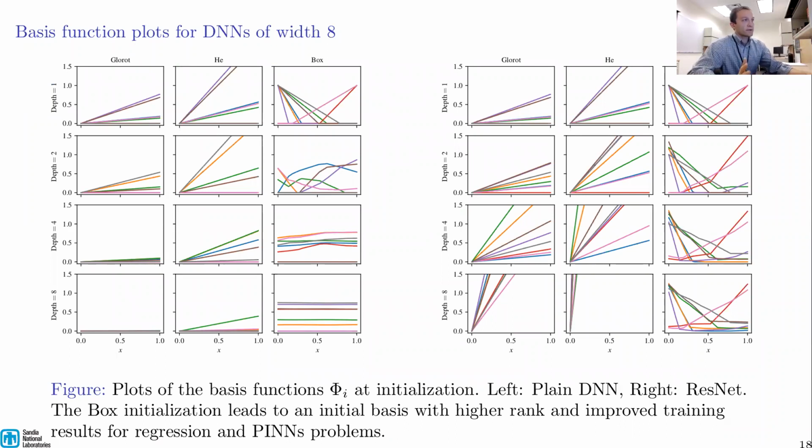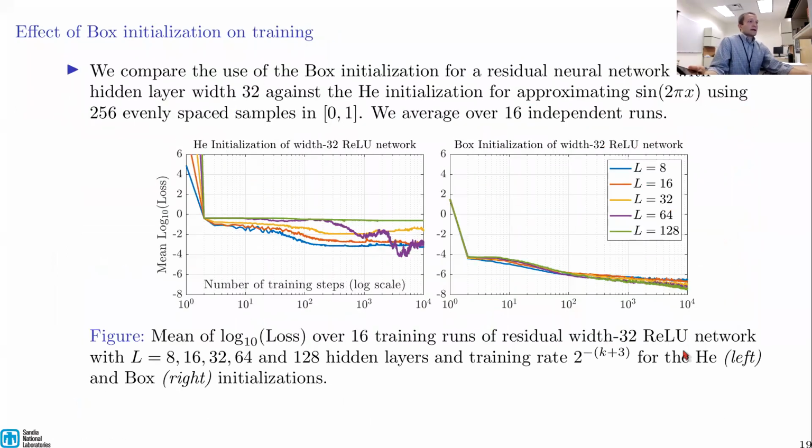You can use it with any activation function you want, and this is exactly what I was telling you about the Glorot and the He initializations. All these basis functions are linearly dependent, and these are for deeper networks as well. So the box initialization actually gives you linearly independent basis functions. With a plain network, as you go deeper, it sort of degenerates, but with the residual network, you get linearly independent basis functions. And this is just an example of how it works in a simple 2D regression.